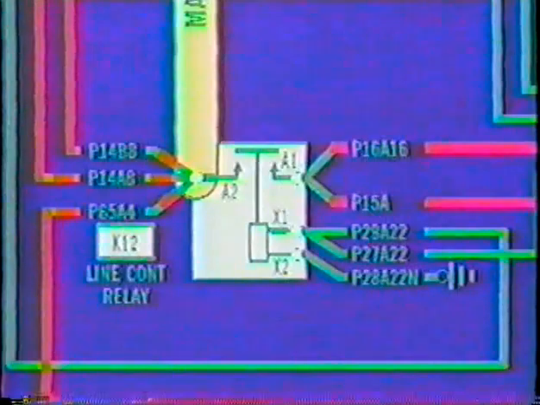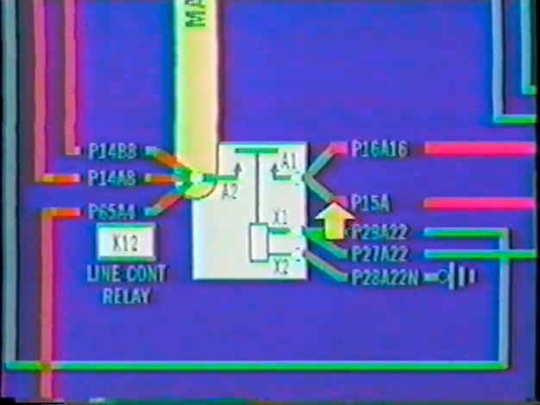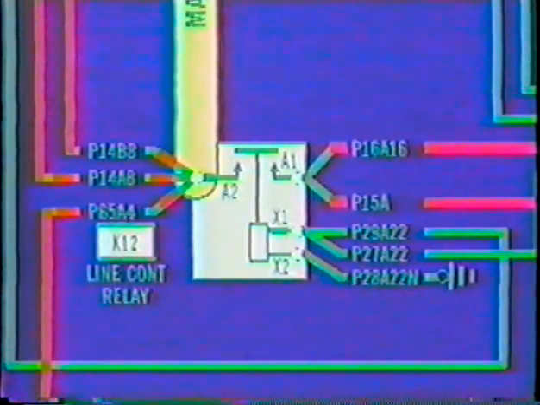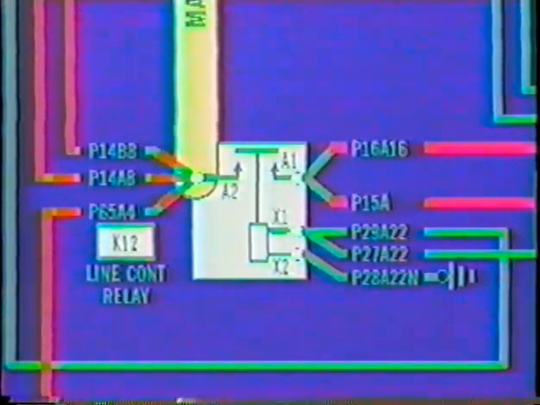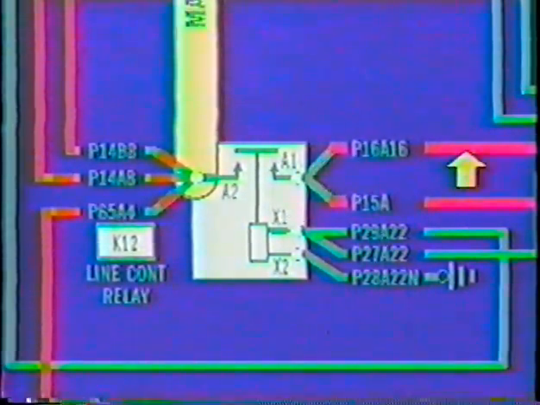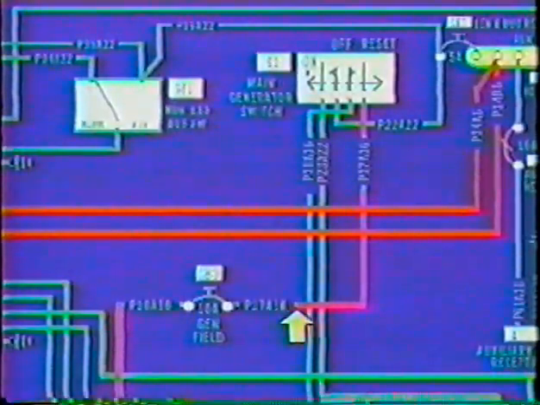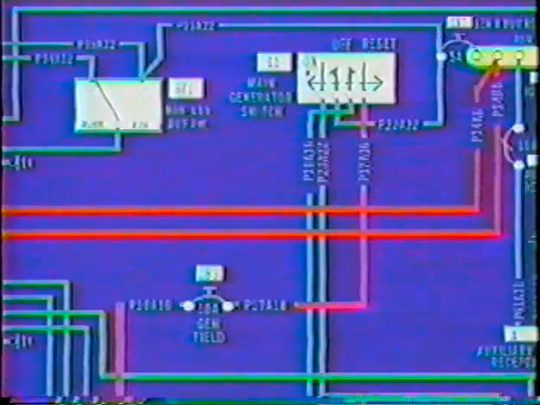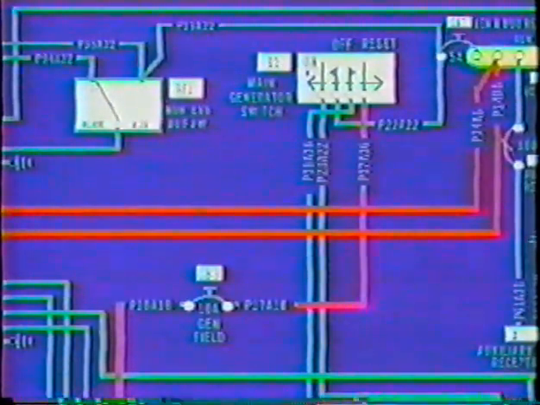Continue the wire trace to the line control relay's terminal A1. At this time, controlling power is not being applied to X1. Continue the trace through the generator field circuit breaker to the generator switch. Unregulated voltage now exists at the generator switch.